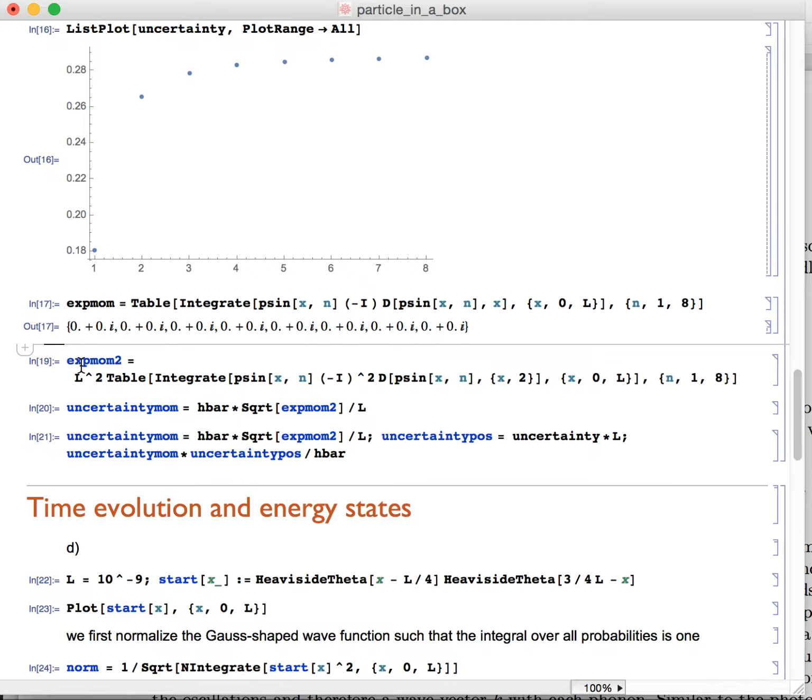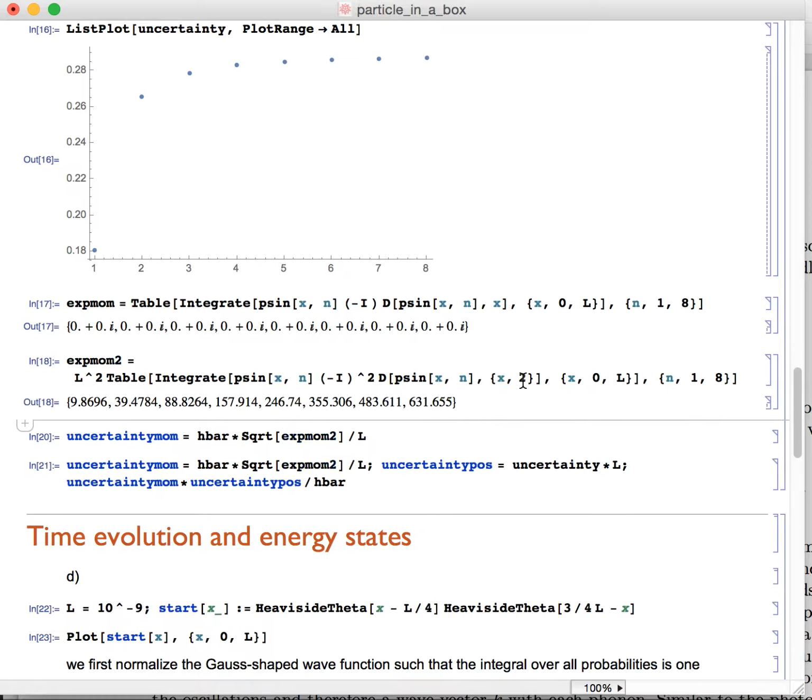But now we can calculate the fluctuation. So we do the same as before, but now with minus i squared, and then the second derivative. So {x, 2}, that's how you get the second derivative in Mathematica. And then we do that, and then we finally get non-zero values. Then we still forgot to multiply this now with h bar squared, because we should do it with h bar squared.